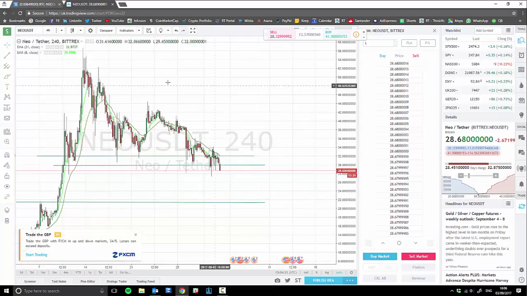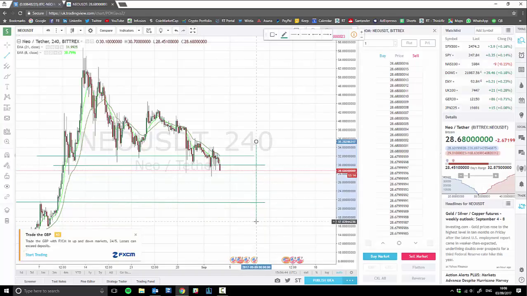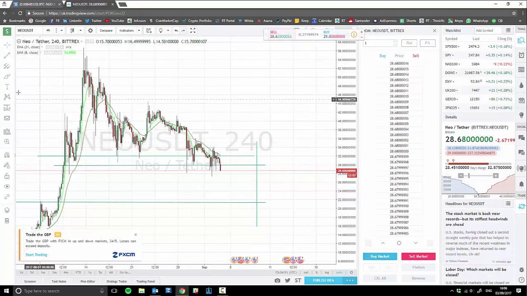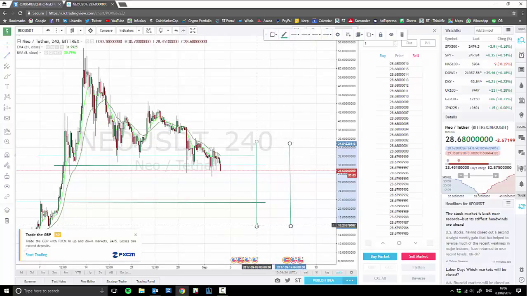We may have pullbacks, etc., but we're probably looking to hit this level somewhere between this time and around this time here. So when is that? It's the 9th of the 9th, so in about 6 days' time.